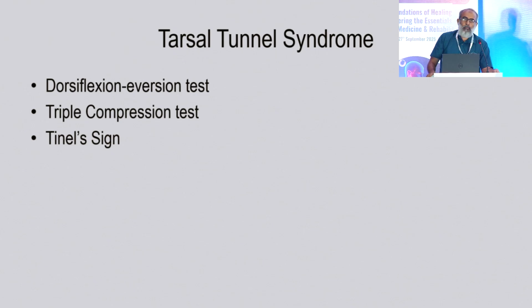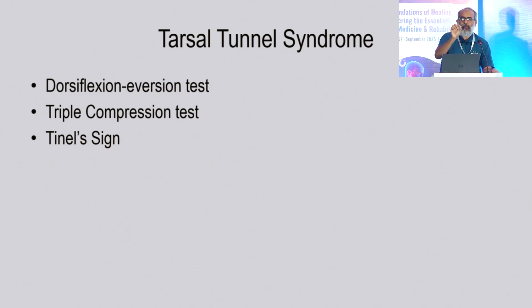Tarsal tunnel syndrome, you can have different tests. You can have the dorsiflexion eversion test. You keep the ankle in dorsiflexion and eversion and hold it for some 5 to 10 seconds, and you will have a burning and tingling sensation over the distribution of the nerve. Or the reverse you can also do. You can keep it in plantar flexion and inversion, press for around 30 seconds. Again, that will produce the same result, and you can look for the Tinel sign.